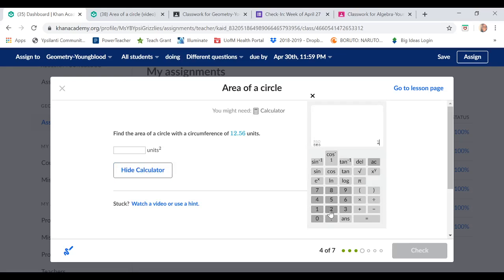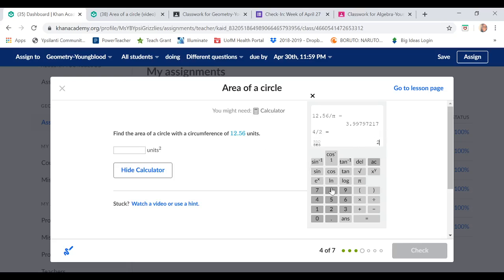So we have 12.56 divided by pi. This is the diameter, 3.9979, which rounds to about 4. So we can round our diameter to 4. The diameter is 4. Divide that by 2. So 4 divided by 2 to get our radius. So our radius is 2.